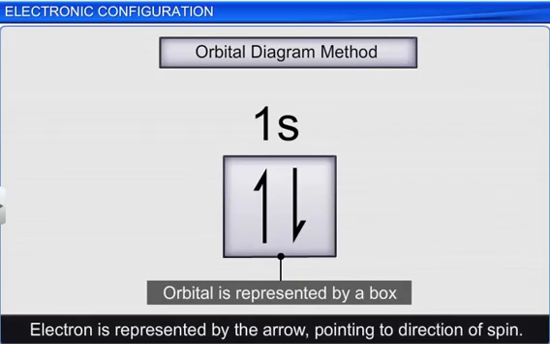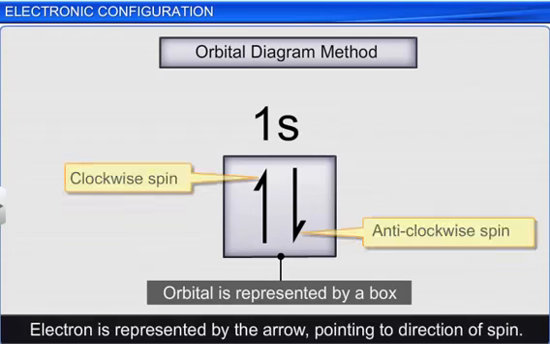If the spin of the electron is in a clockwise direction, then the head of the arrow points upwards. If the spin is in an anti-clockwise direction, then the head of the arrow points downwards. A clockwise spin is called the positive spin, and an anti-clockwise spin is called the negative spin.